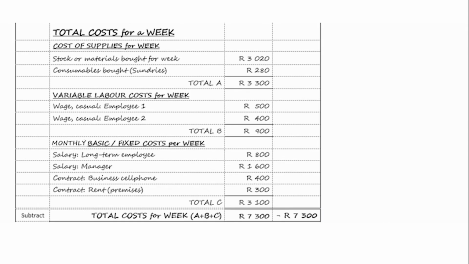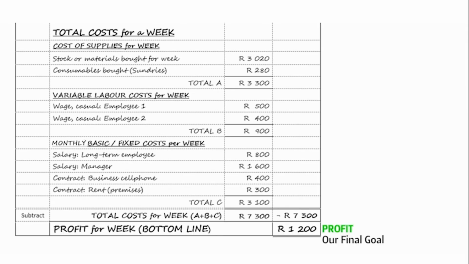When we subtract total costs from the total revenue amount, we get profit, also called the bottom line amount. This is our final goal. The job is done for the week.